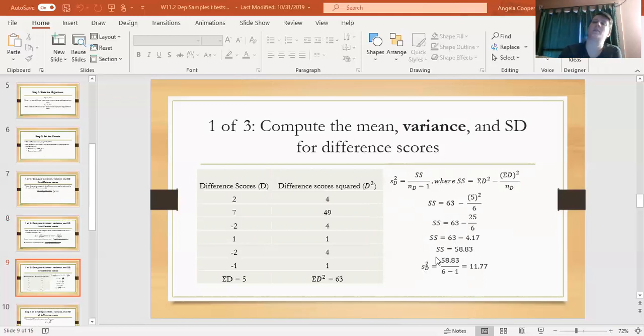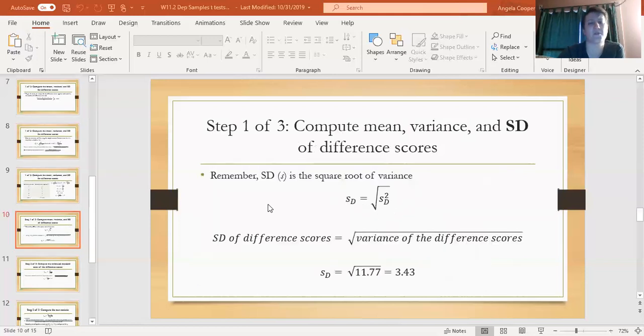Now we know what's coming next. We know that the standard deviation is next, and that's possibly the easiest thing to calculate, once we've done this already. So let's move on to calculating the standard deviation for the difference scores. What we do is we just take the square root of the variance of the difference scores, and that gives us the standard deviation of the difference scores. So 11.77, once we square root that, gives us 3.43. Boom, we have our standard deviation of the difference scores.